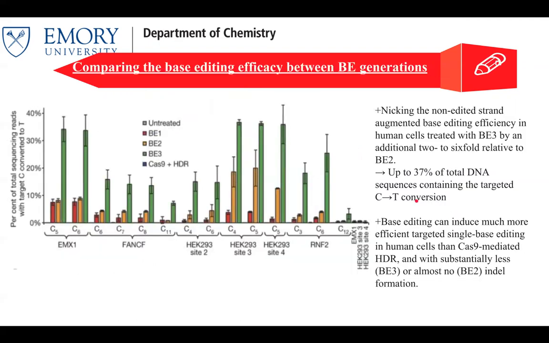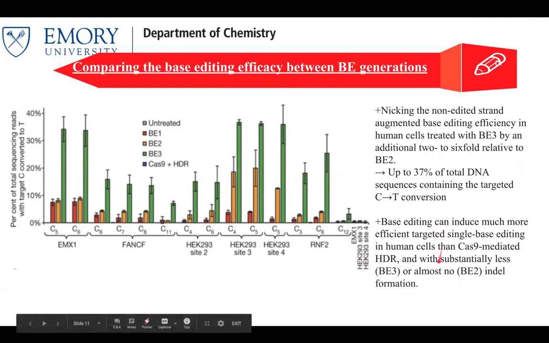Then they also compared the base editing efficacy between different base editing generations in human cells. As you can see, base editing generation 1 has a very low conversion rate from C to T because it doesn't have a way to bypass the cellular repair mechanisms. Generation 2 was better with a UGI, and then the real deal was base editor generation 3, with both the UGI and a way to bypass the mismatch repair by inducing a nick on the non-edited strand. And they all have very low indel formation rates.